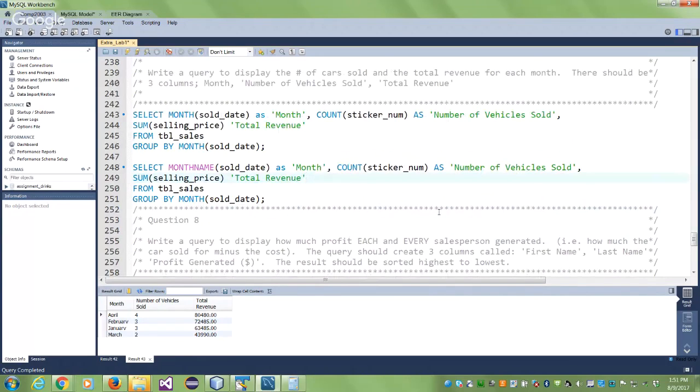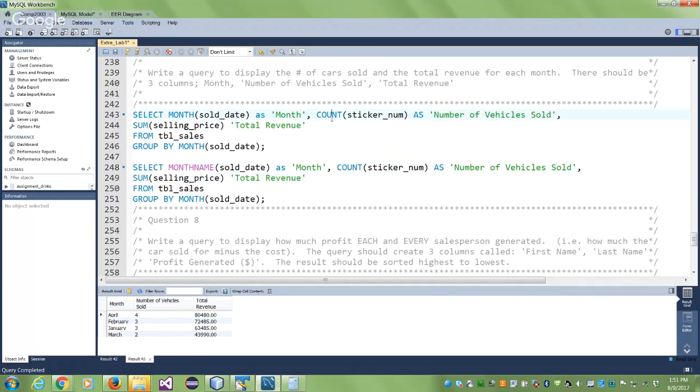So nothing is said in the question. It just says write a query to display the number of cars and the total revenue for each month. There should be 3 columns, month. It just says month. Maybe we can say month name or whatever. It just said month, so I went with the month function. The 1, 2, 3, 4 was looking a little odd, so we replaced it by the function month name.